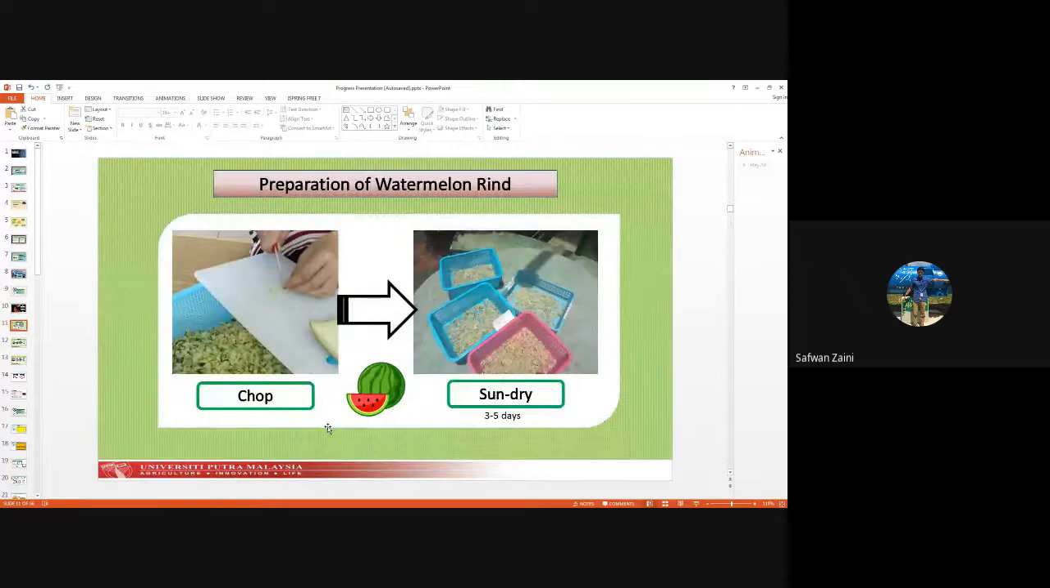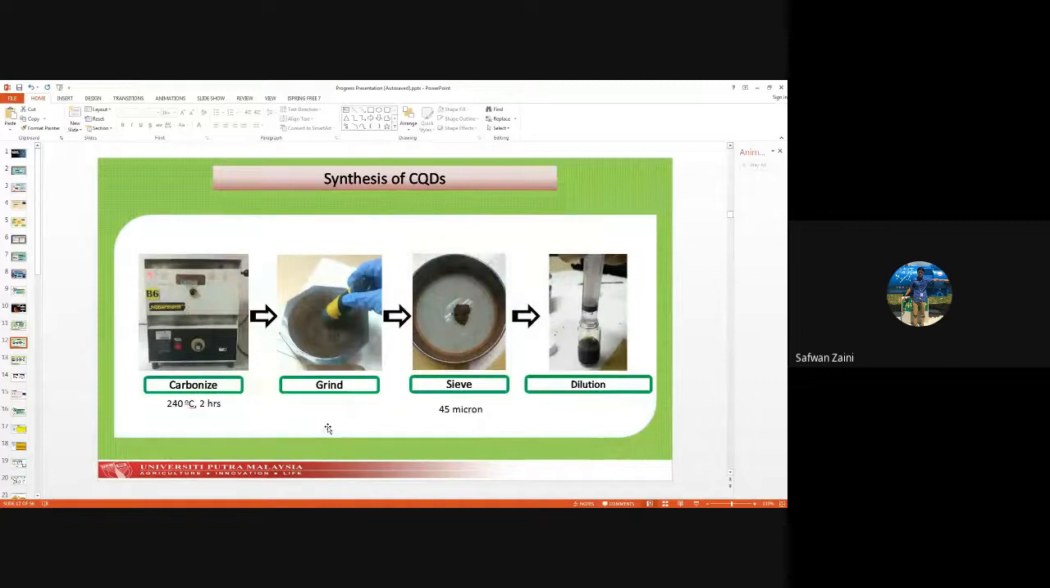We begin by chopping the watermelon peels. The red part, of course, we eat. For the peel of the watermelon, we chop it smaller to increase the surface area. Then we dry it under sun illumination for around 3 to 5 days to remove all the moisture. Then we carbonize it for 2 hours at around 240 degrees Celsius, and grind it to form a powder. We sieve it at around 45 micron, and then we dilute it with the solvent.